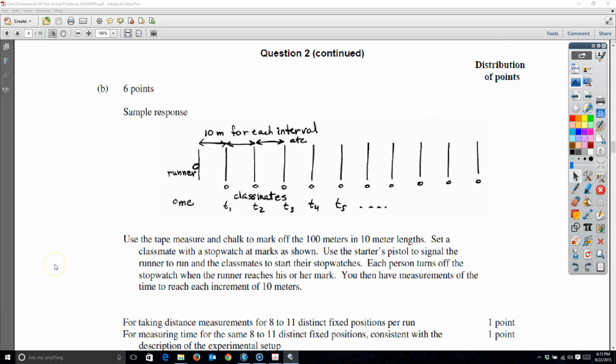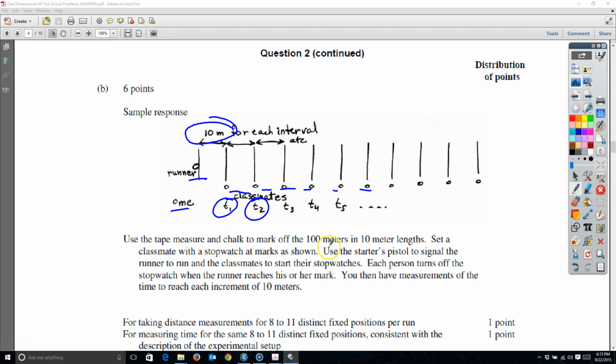So I've brought up an answer, and you can see that it's got everything in it that we need. One of the things that it has is it shows this 10-meter interval. It shows the times that we're taking. It shows where all the people are. It shows the runner, and it shows me. So those are the things that we need to show.